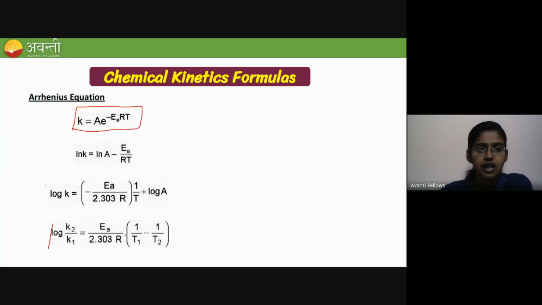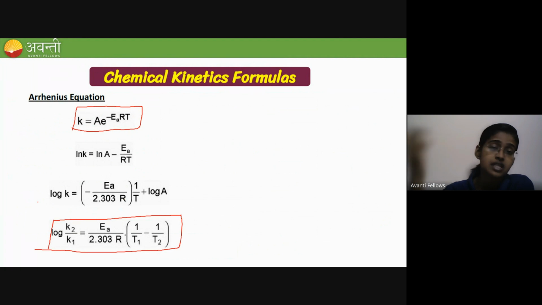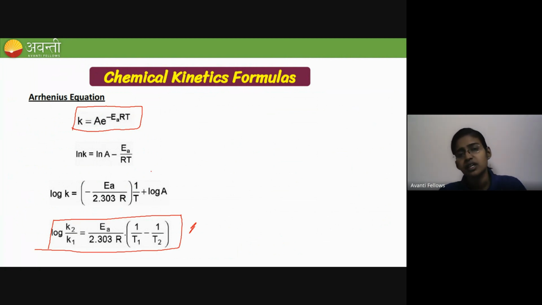And the last is for the two systems. If two systems are given, then the rate constant at each temperature will be different, right? Or if I'm increasing the temperature, the rate constant will differ. And for that, you have to use the last relation. This is from Arrhenius. And these are the physical chemistry formulas.